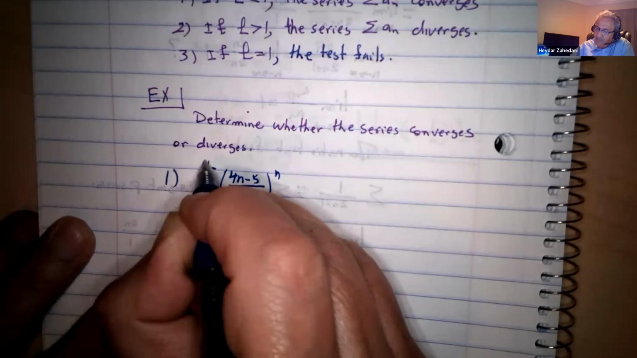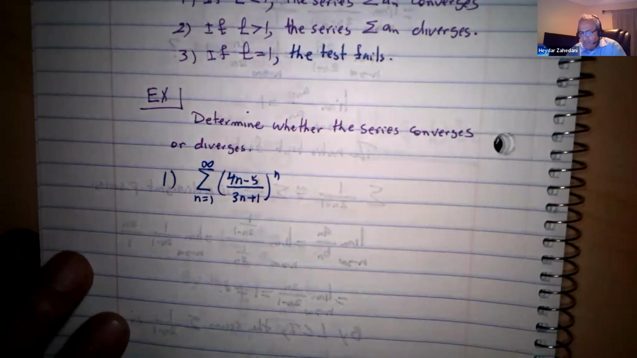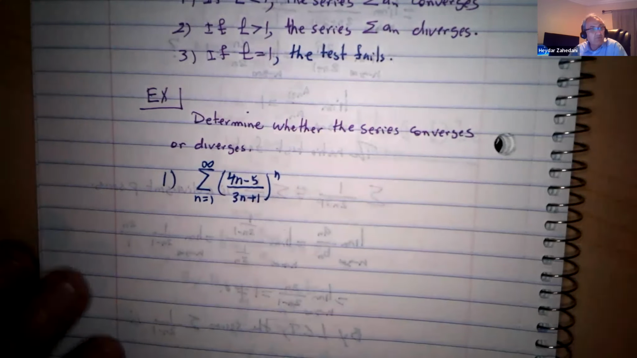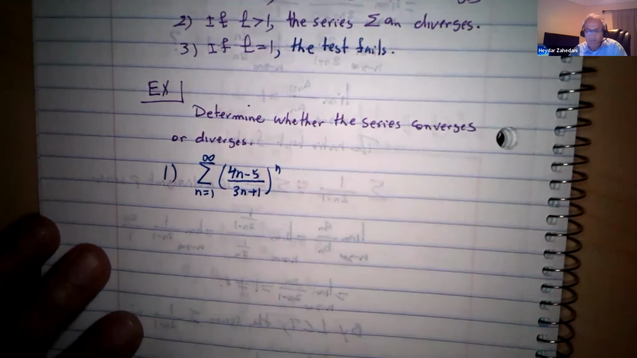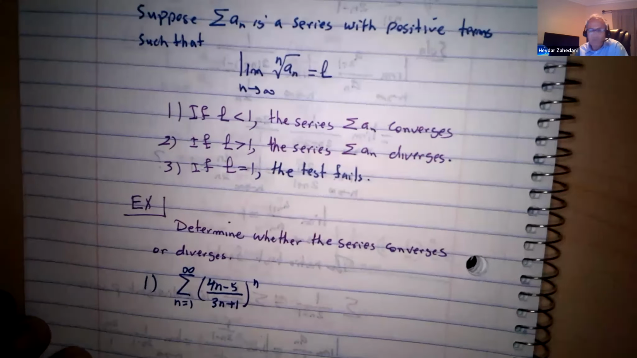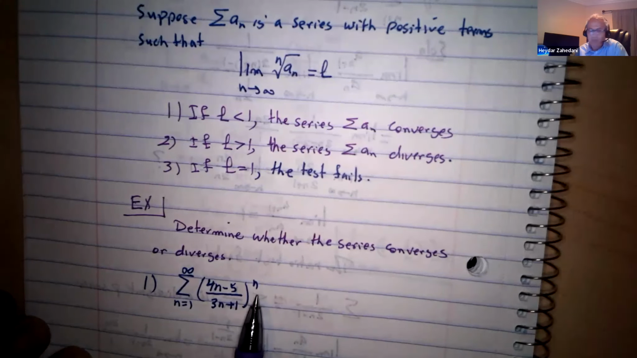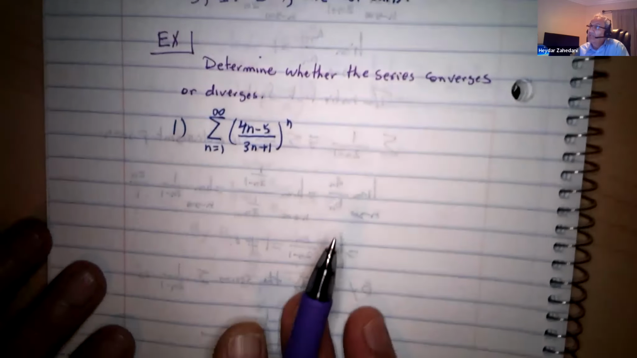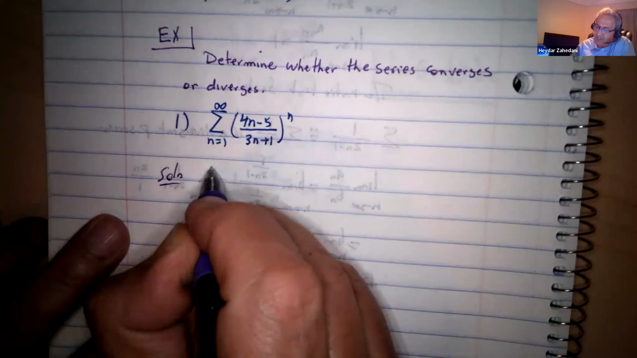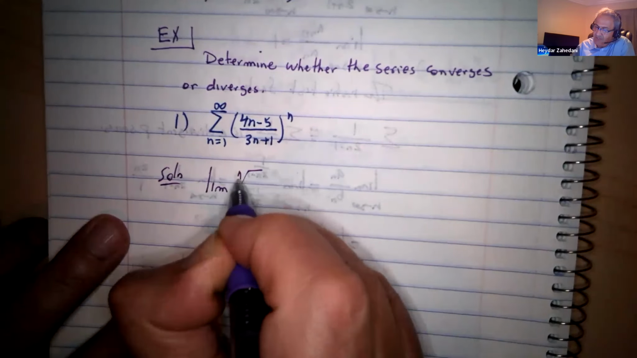As soon as you see parentheses raised to the n, the best test is the root test, because when you take the n-th root, this n will disappear, and the leftover is very easy to check. So you can't miss it because of this power of n here. This is your test: you take the n-th root of a_n. As soon as you take the n-th root, this n will disappear, and the leftover is easy to find the limit of. So the solution is going to be the limit of the n-th root of a_n.